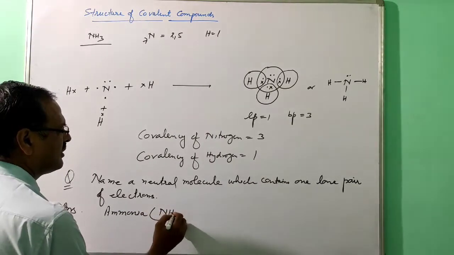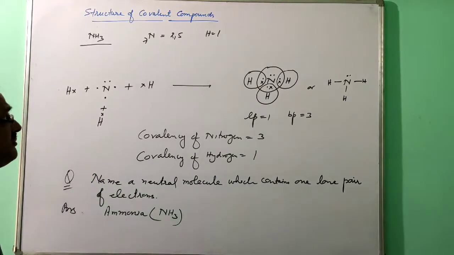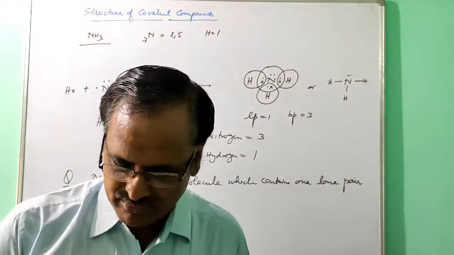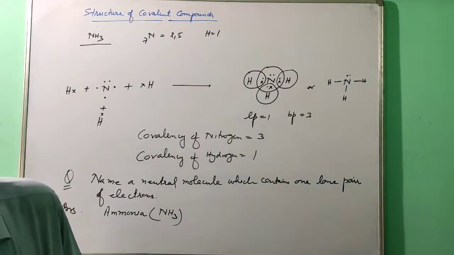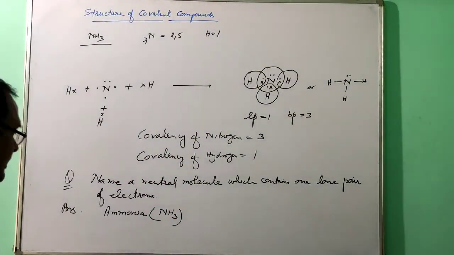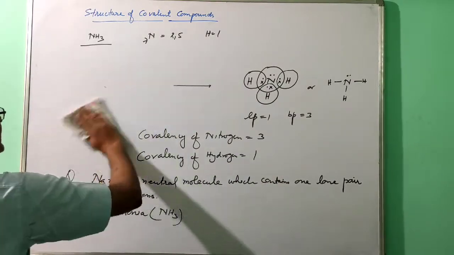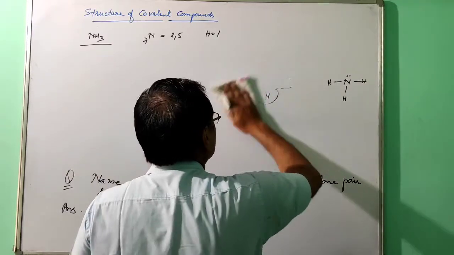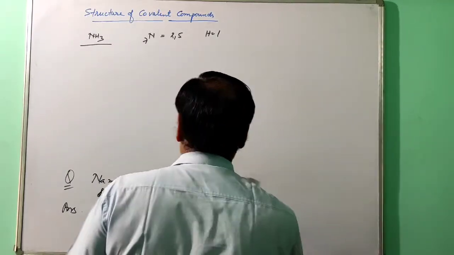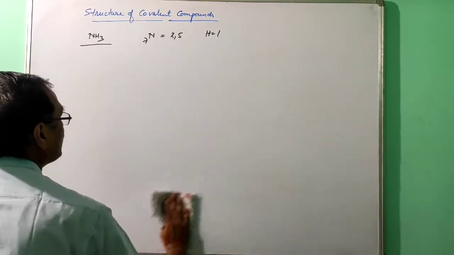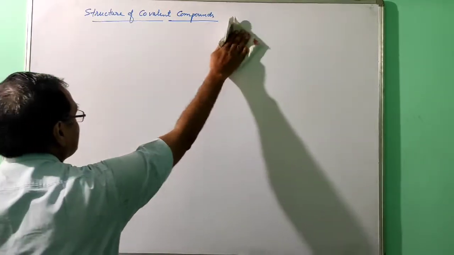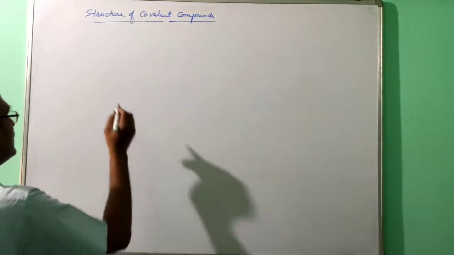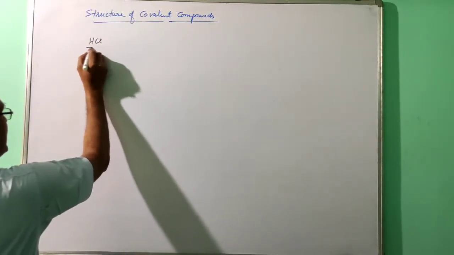Ammonia, NH3. Whatever structures are given in your book that you have completed, one more structure you can complete, HCl. In HCl I want to tell you that covalent bonding is there. Just go through the HCl structure, because many are thinking that in HCl an ionic bond is there, but I want to tell you in HCl a covalent bond is there.